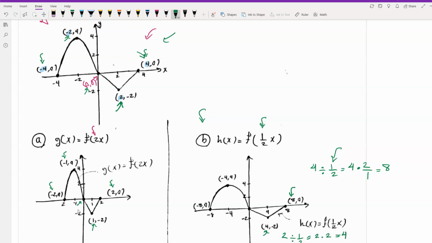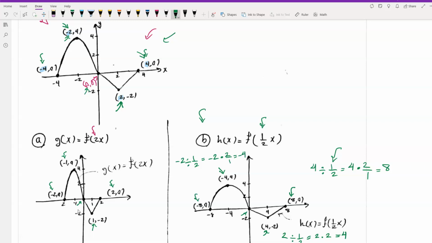This is how I got this x coordinate. 0 divided by 1 over 2, or 0 times 2, that is 0. So here we have 0, 0. Then we have negative 2. So to find this part, it's negative 2 divided by 1 over 2, or negative 2 times the reciprocal, that is 2 over 1. So this is negative 4 over 1, or negative 4.